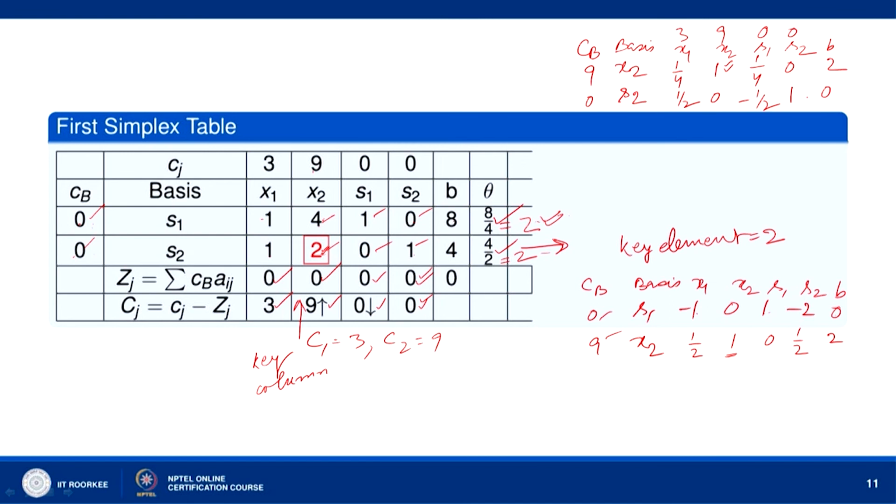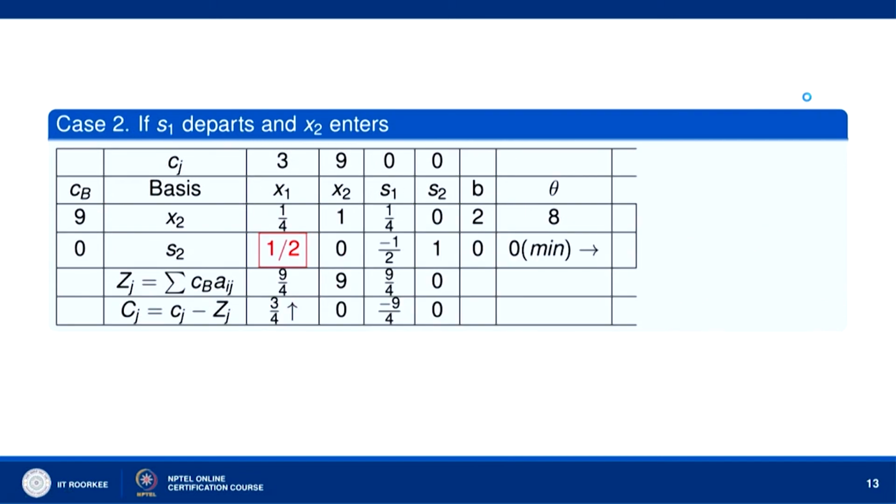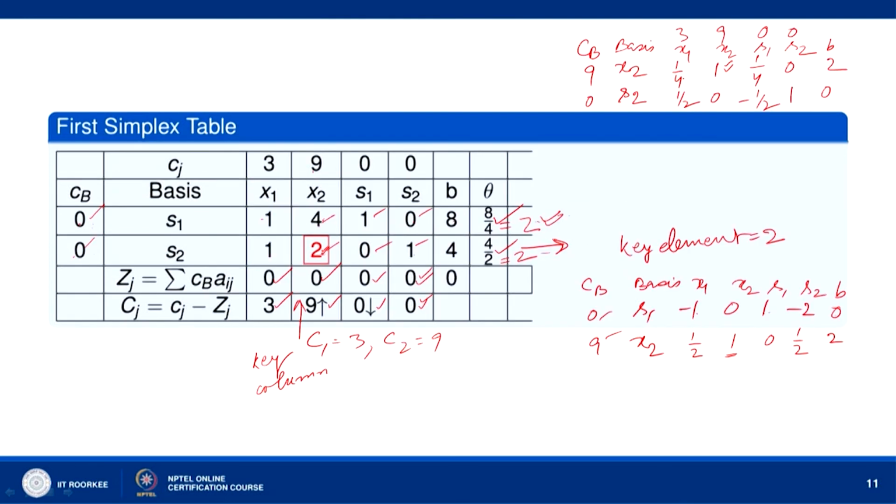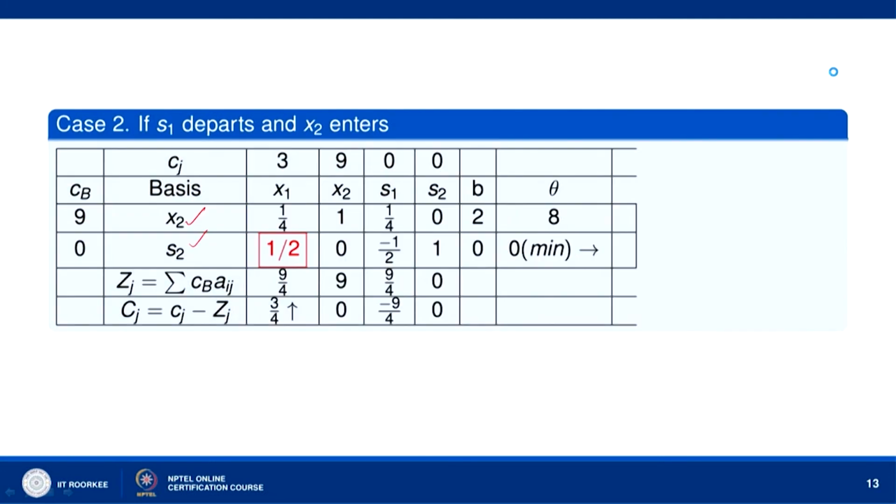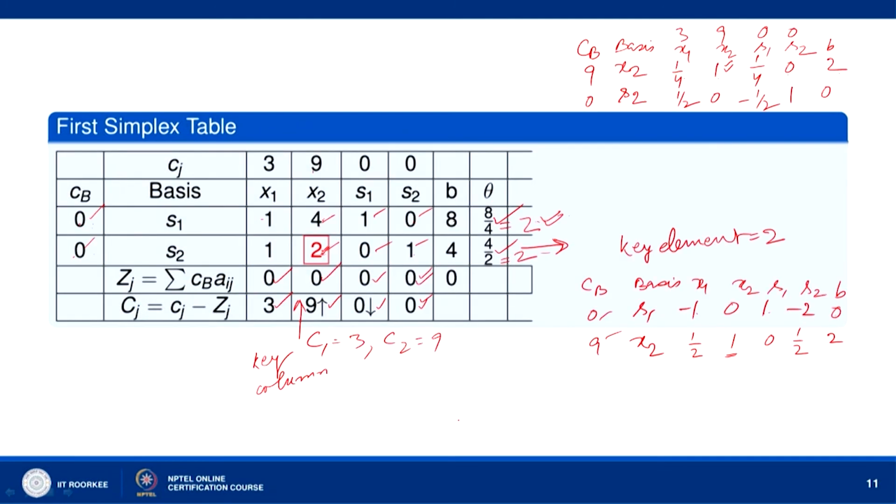So, let us see what we have there. You see, we have x2 and s2, and we have 9 0 here. These elements are 1 by 4, 1, 1 by 4, 0, 2, and we have half, 0, minus half, and we have 1, 0.